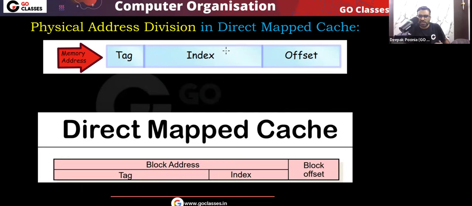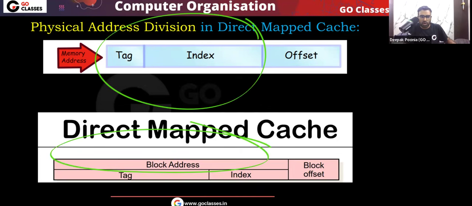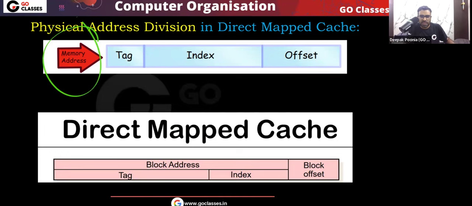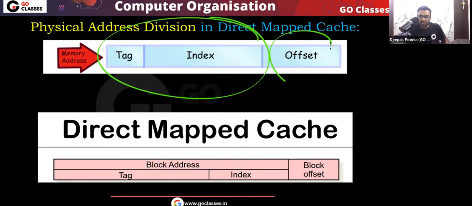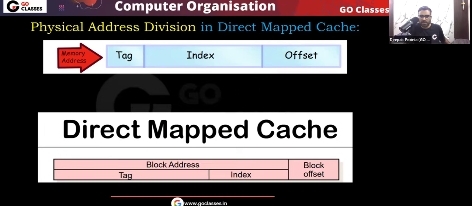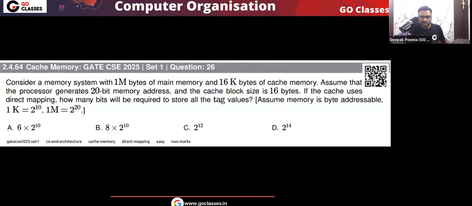How many lines are there in the direct mapped cache? Remember, in the direct mapped cache, index means line index, and the remaining bits are the tag. Also remember that this tag comma index, this complete part, is called the block address. So I can say that the physical address you can divide into two parts: block address and block offset. Very simple. Also remember, the question is asking how many bits are required to store all the tag values.